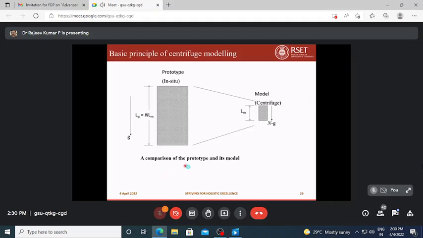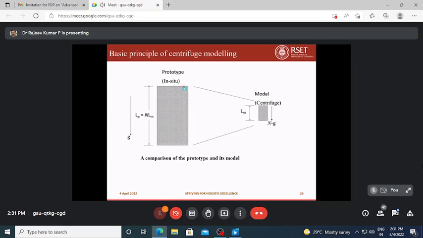You can see here the prototype condition, that is the in-situ condition. As I mentioned, you have a 1 centimeter length soil sample. If you accelerate it to n times g, maybe 100 times g, you can get a 1 meter high soil medium or soil matrix. So this is the way.